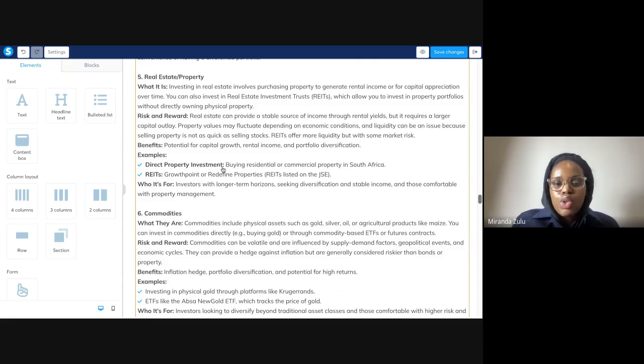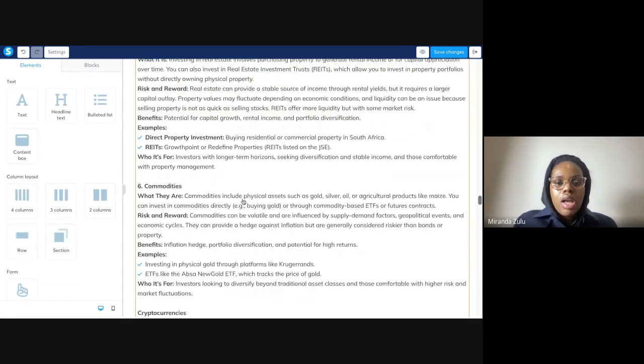but there is obviously market risk depending on the performance of the company. Direct property investment is obviously buying property and renting it out as a property investor. And then with REITs, there are different REIT companies, like Growth Point and Redefine Property, listed on the JSE. The JSE has a list of REIT companies that are listed with them that you can invest in and buy REITs in.